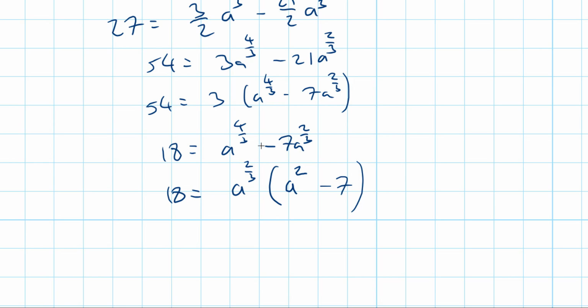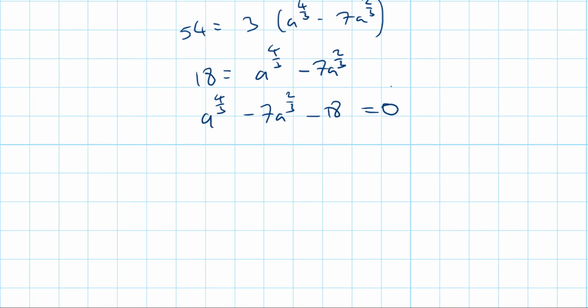And then from here, we've got a quadratic, but actually from here, I wouldn't do that because you might fall down the slope of doing the wrong answer. I would actually rearrange this equation. So minus 7a^(2/3) minus 18 is equal to 0, and then treat this as a quadratic equation instead, where let's say u is equal to a^(2/3), because we know u squared is equal to a^(4/3). So it becomes u squared minus 7u minus 18 is equal to 0.